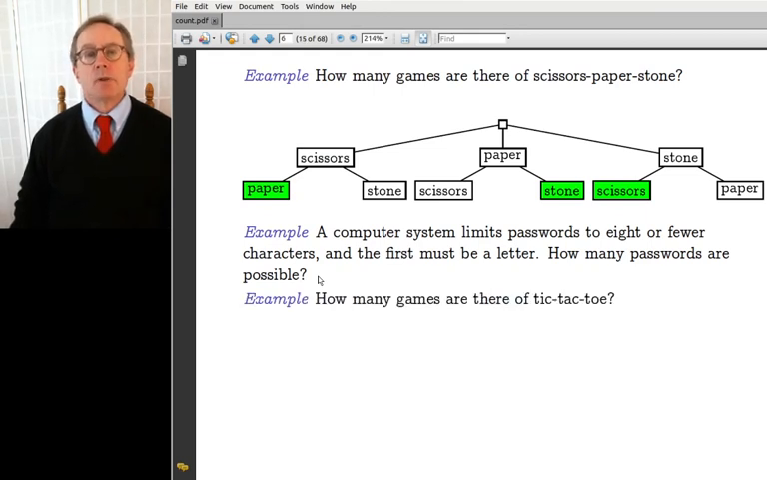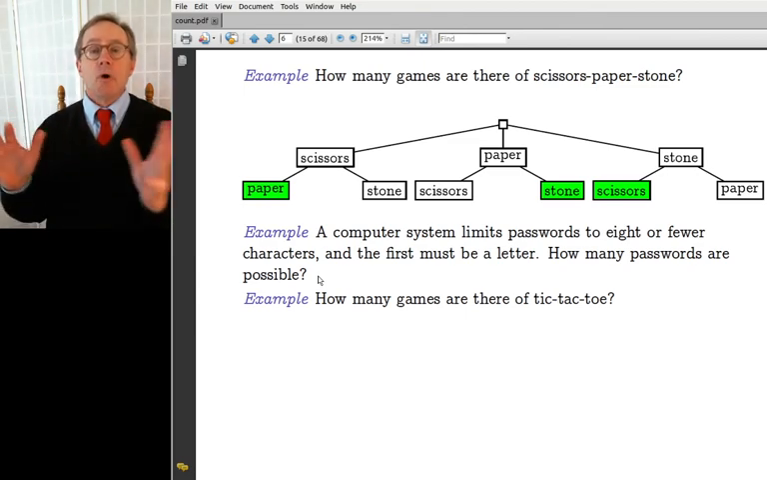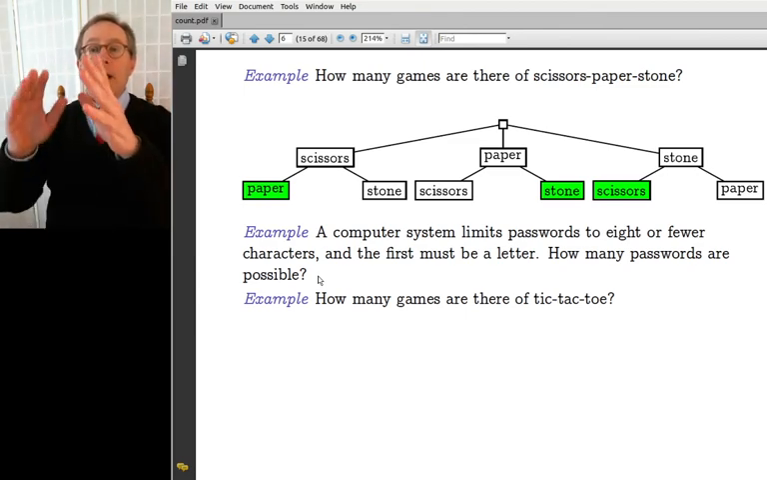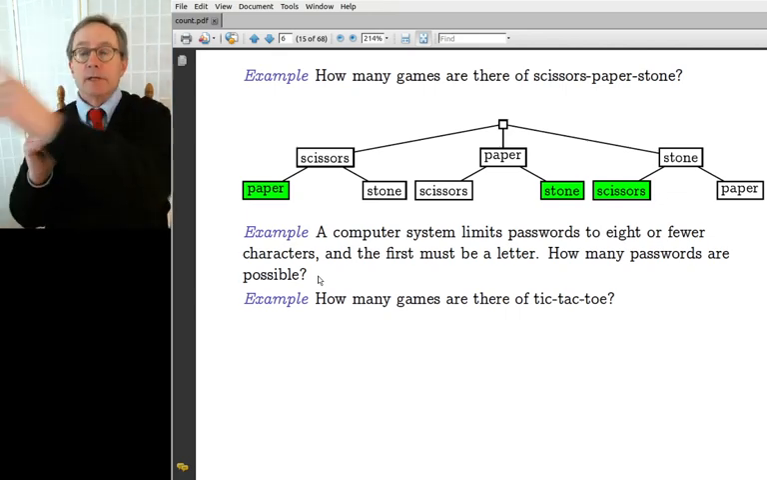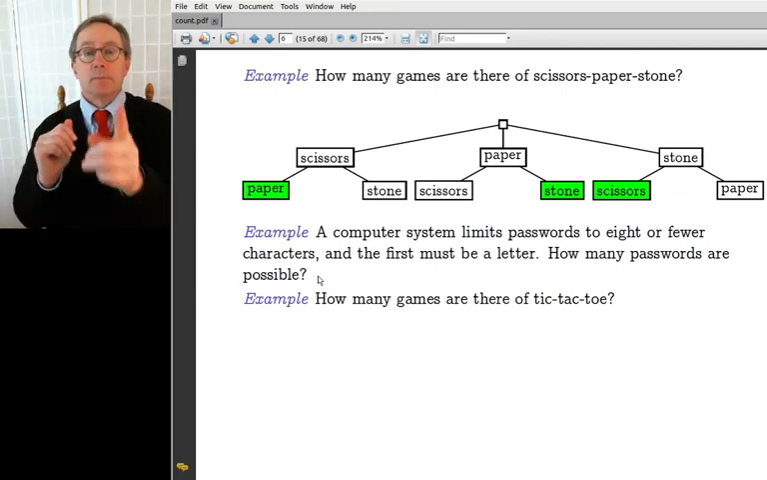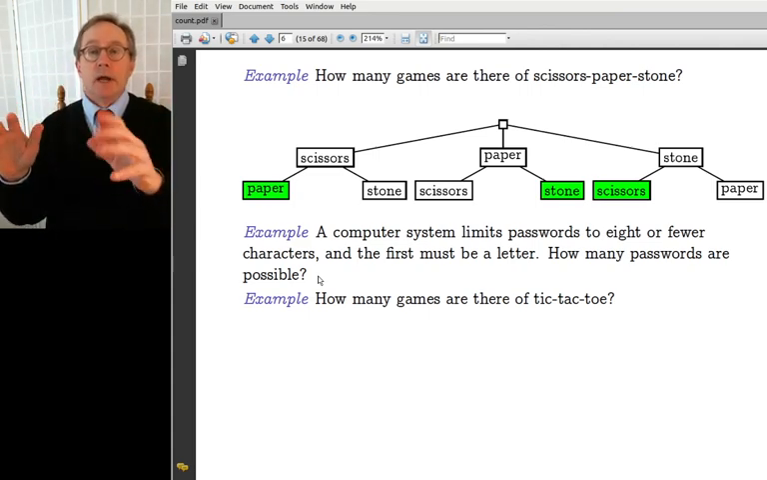How many games are there of tic-tac-toe? Now, tic-tac-toe is an entirely different matter because you can draw the tic-tac-toe tree. You can say, well, the starting player can put the X in box 1 or box 2 or box 3 or box 4 or box 5, box 6, box 7. So there's 9 possible branches at the first level. And then at the next level is 8 possible branches.